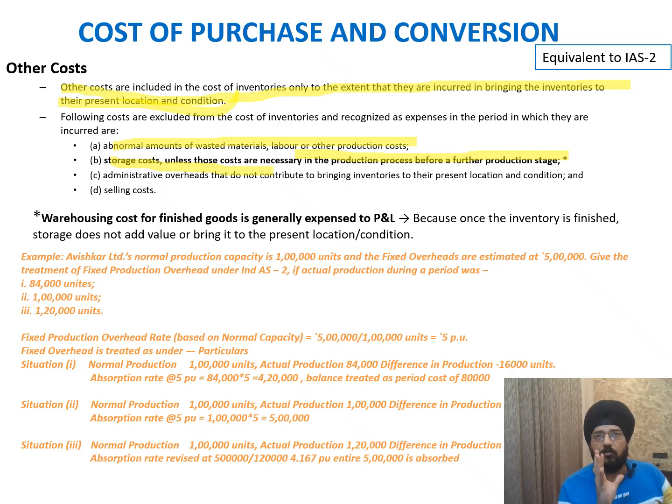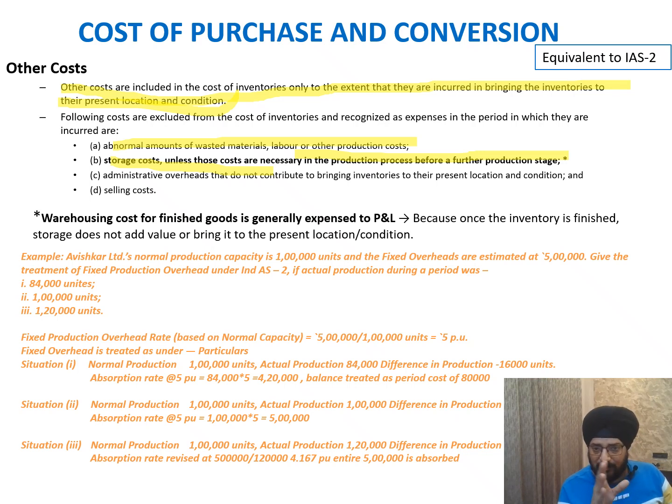So typically when we talk about the warehousing cost, these are the costs that are incurred to ensure that production can happen in a planned manner. It is very difficult sometimes where continuous production is happening, but in that case management has to take a call whether they want to include that warehousing cost in the production cost or not.